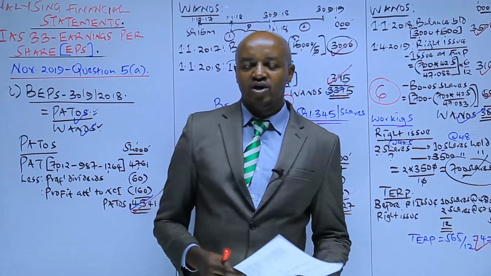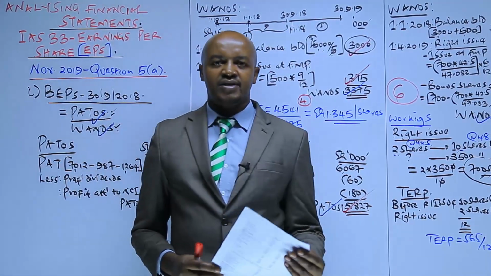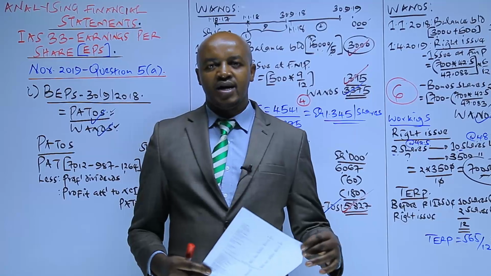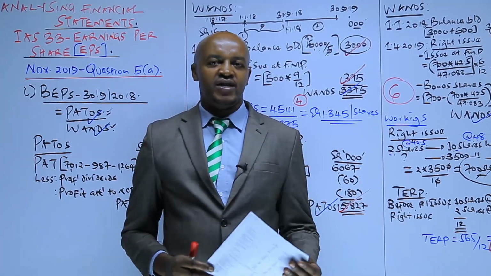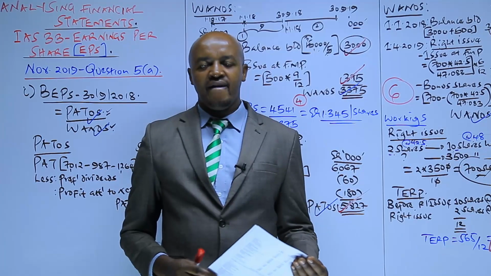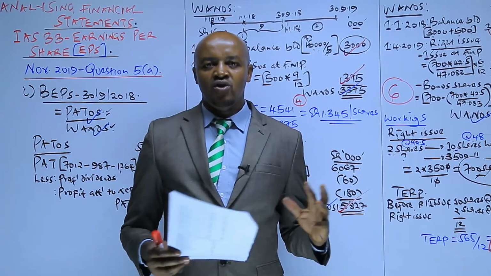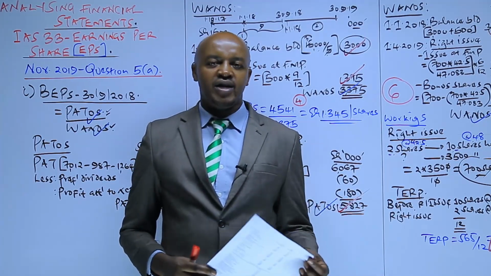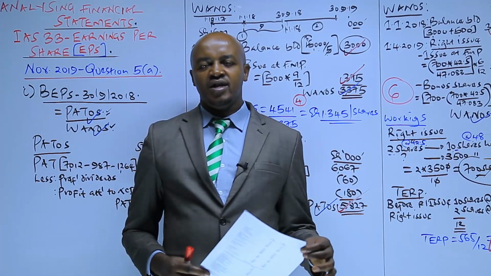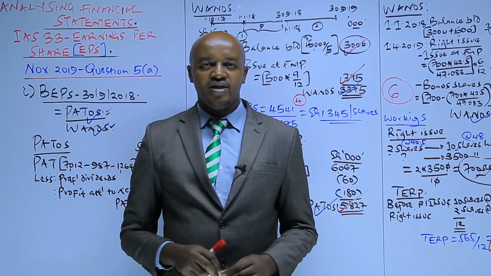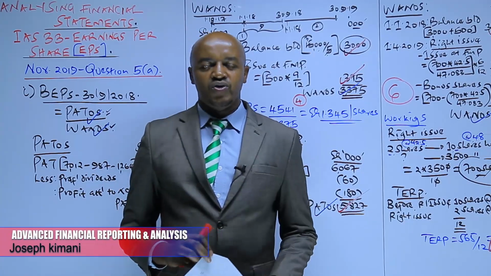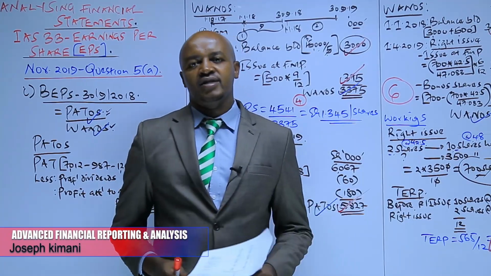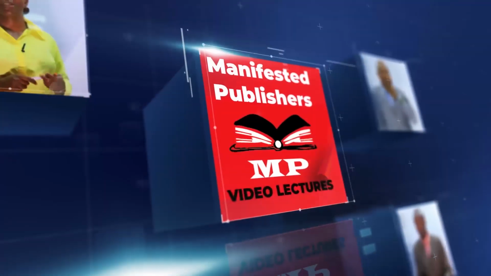And that is all about the computation of the basic earnings per share. Once we come back in our next session, I want us to discuss the second type of earnings per share, the diluted earnings per share. We look at how it is computed and why companies are required to compute it. And then from there, we look at an illustration question, which is also based on a past paper question. So see you in the next session.